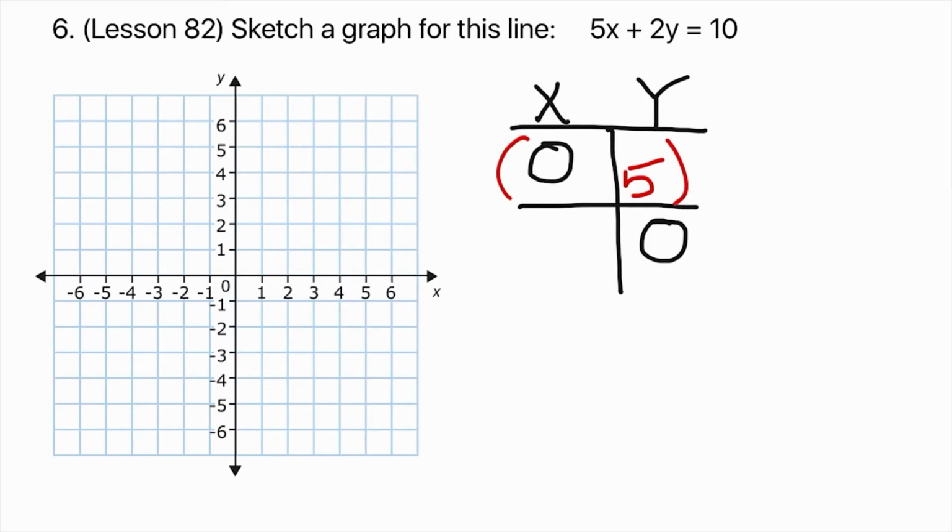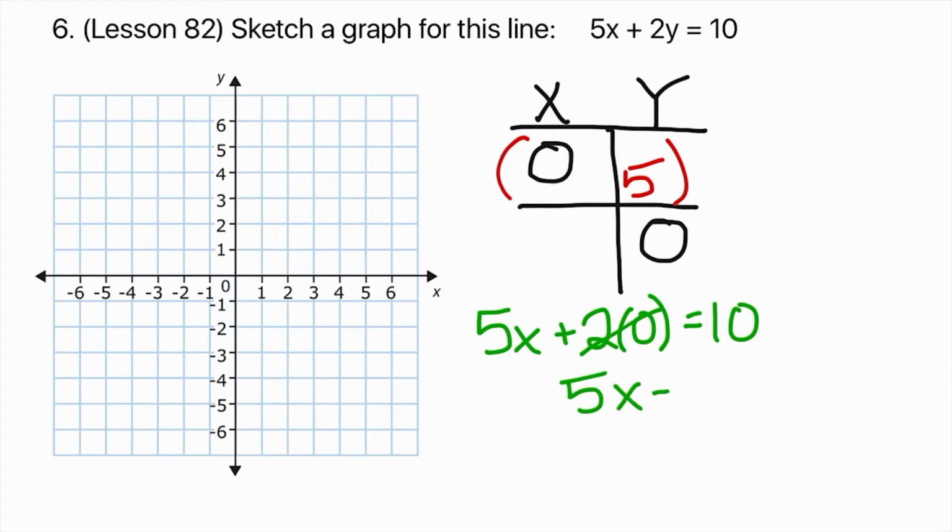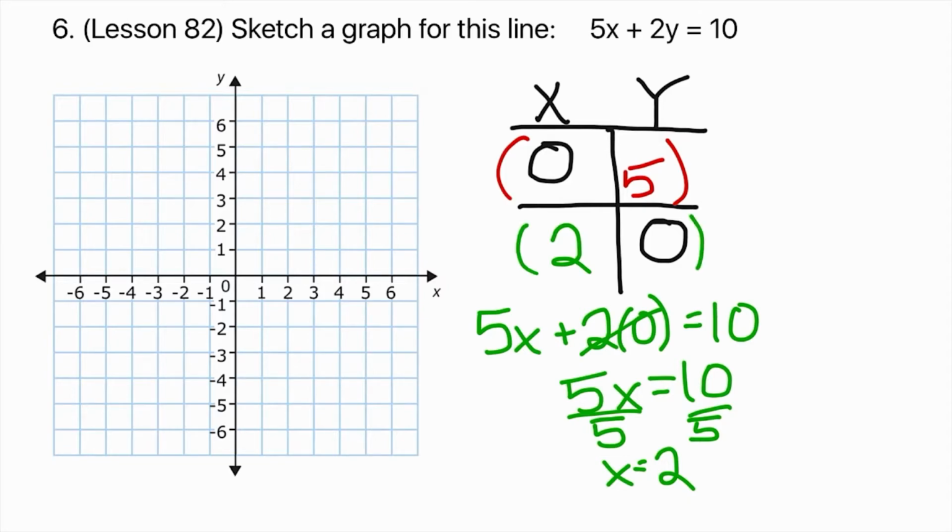Now let's plug in 0 for y. So 5x plus 2 times 0 equals 10. 2 times 0, that'll just cancel out, so it's 5x equals 10. We'll divide both sides by 5. So we have x equals 2. So 2, 0. So now we have 2 points, and that's all you need in order to graph a line.